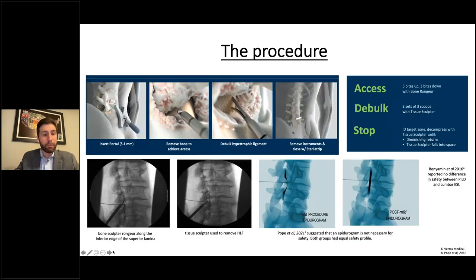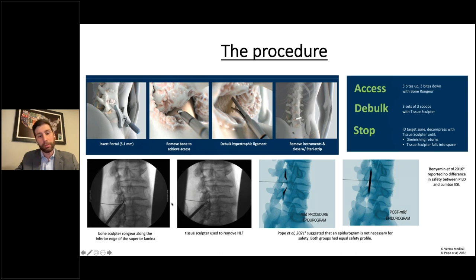I have here some pictures of the procedure, just diagrams with fluoroscopy pictures so you can have an idea about this intervention. So basically you have the insertion, insert the port, 5.1 millimeters. You'll basically get into the lamina and the ligamentum flavum. You remove the bone to achieve access. You debulk the ligamentum flavum and then you remove the instruments.